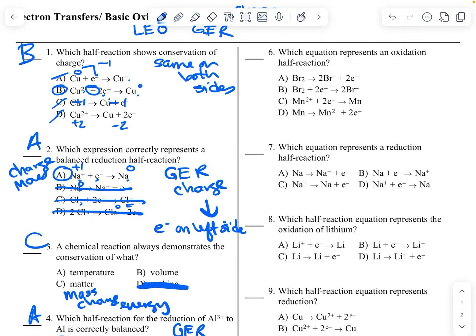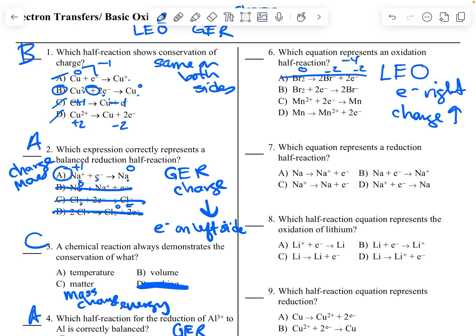Number 6, which equation shows an oxidation? So oxidation means loss of electrons. So when we lose electrons, electrons are going to be on the right side. Think about them being given off. And that means charge is going to increase. So we have bromine Br2, charge of 0, going to -2. And this is, so, oh, this is -4 overall. That's not doing it.